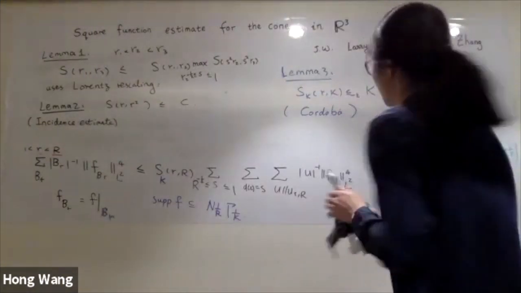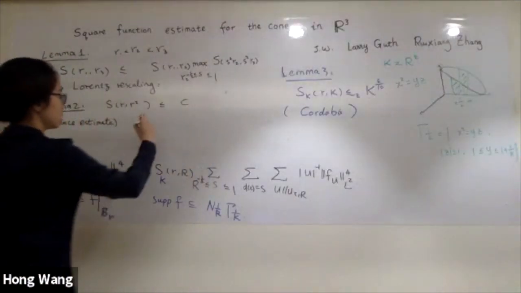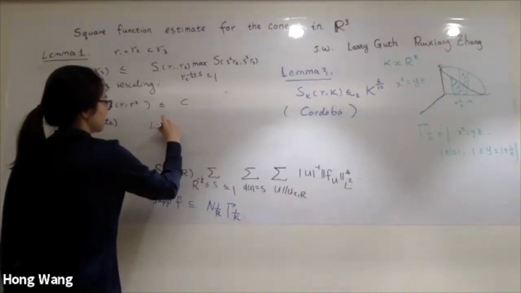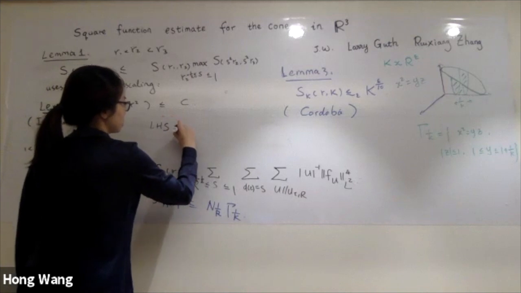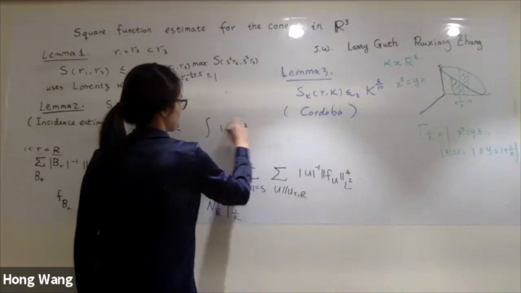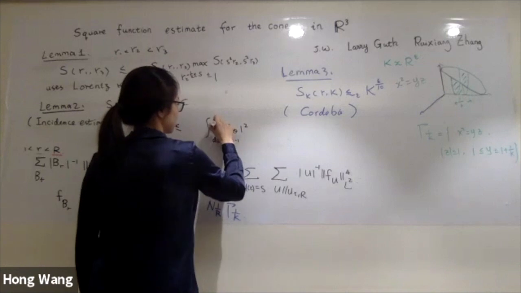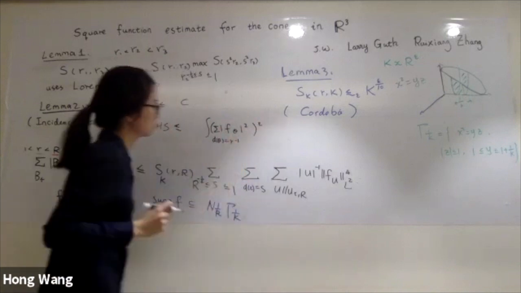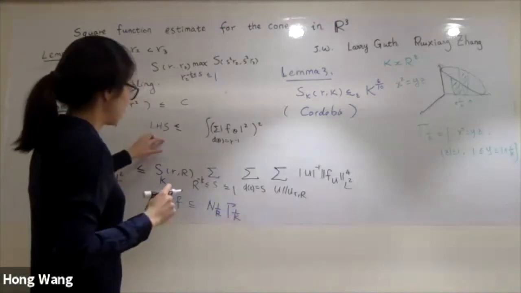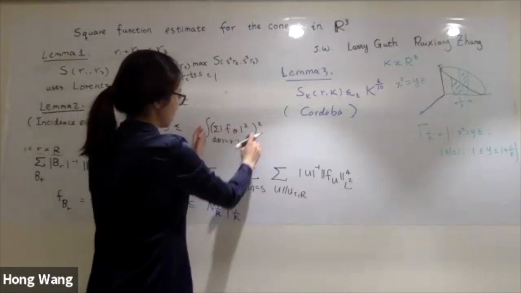So maybe just one last word about how lemma 2 is an incidence estimate. The left-hand side can be bounded by f theta square and sum and then square.